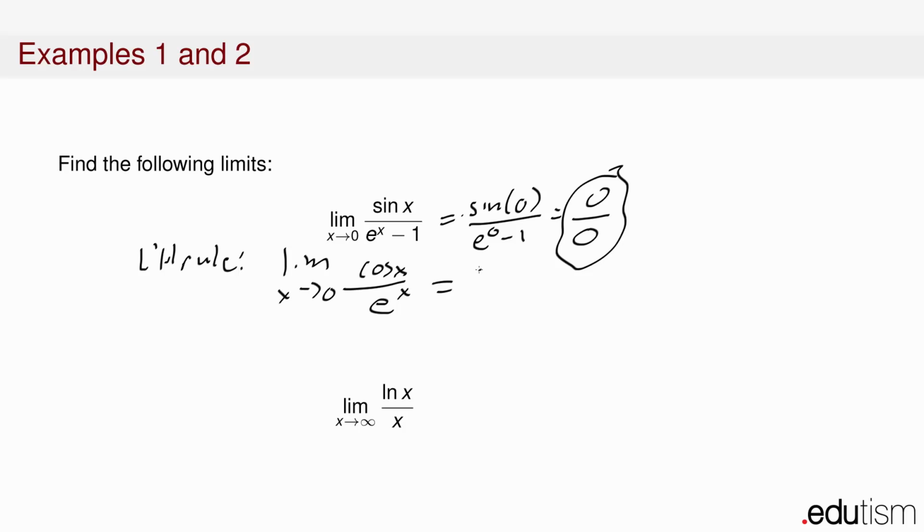Now let's try plugging in 0 for x. We get cosine 0 over e to the 0, which turns out to be 1 over 1, which is 1. Which means that this original limit equals 1. So let's try this second example.